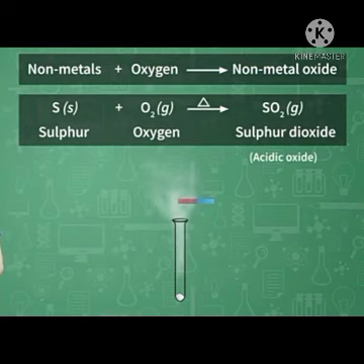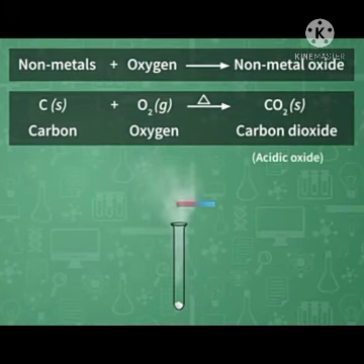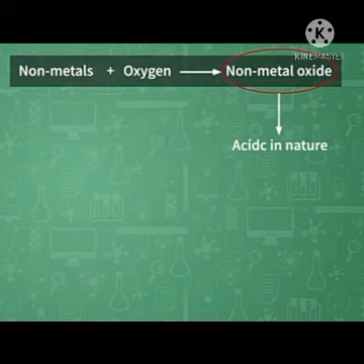Let's take carbon dioxide. If we test carbon dioxide, we will find the same thing. The blue litmus changes to red. That means carbon dioxide is acidic. So, generally we say non-metal oxides are acidic in nature.